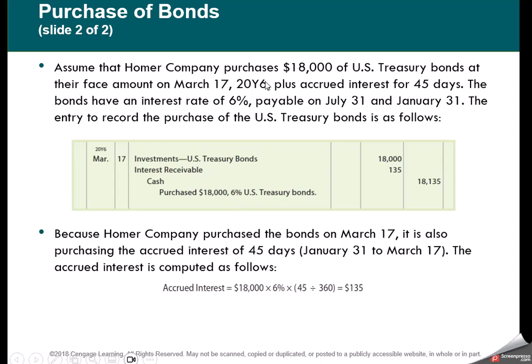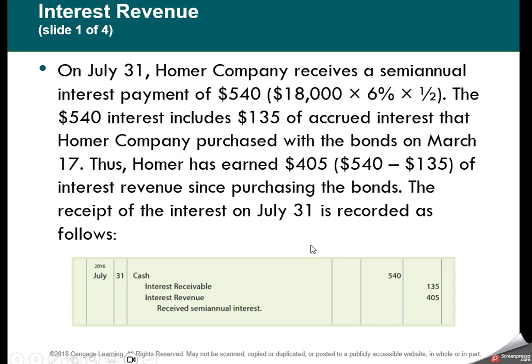So here we have an $18,000 bond that has accrued interest for 45 days at 6%. And then this would be the journal entry we would use to record it. So we've got an investment in the bond, we've got those 45 days of interest receivable, and then we paid cash. And again, here they show you we're using our interest equals principal times rate times time. And remember, the time is always ordinary or banker's interest, which is the 360 days.